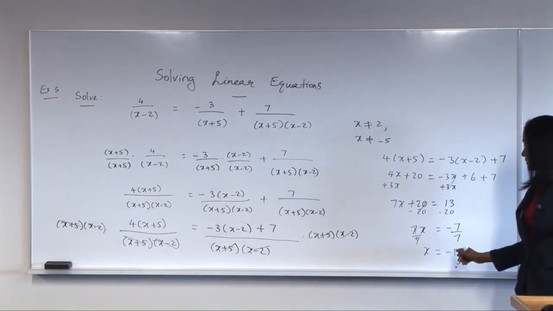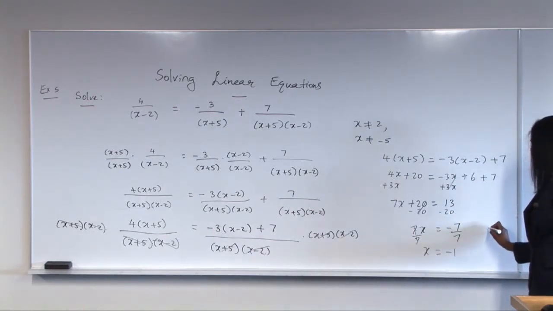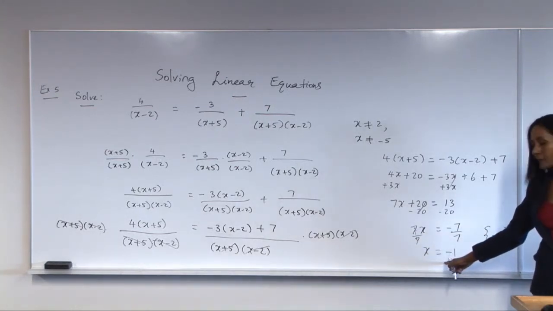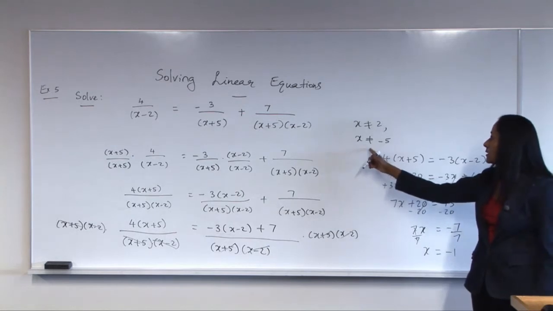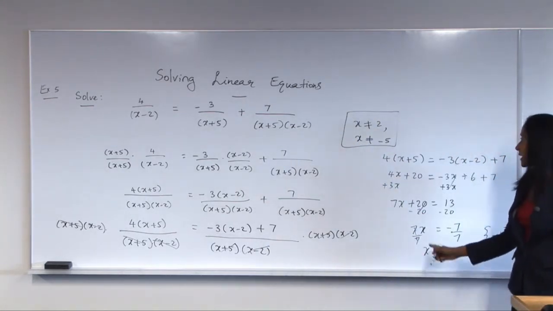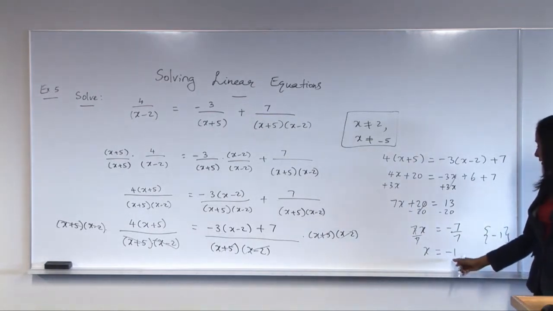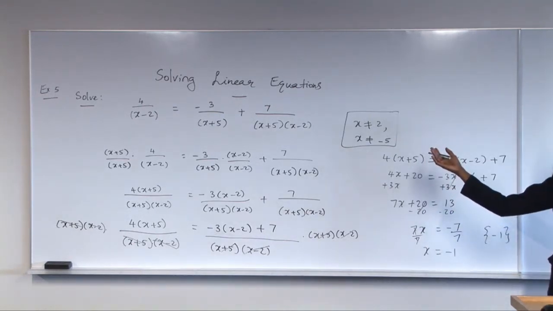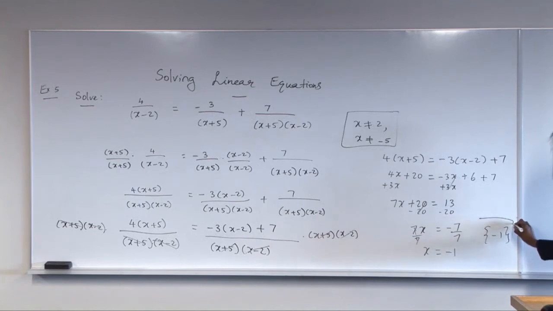And what do we have to do? Don't write it down immediately. After you get the value for x, go back to the problem and see what we have here. So here we have this, right? x can't be 2, x can't be negative 5. What did we get here? x is equal to negative 1. So x equal to negative 1 can be a solution, and that is the solution for this problem. So negative 1 is the solution to this problem.